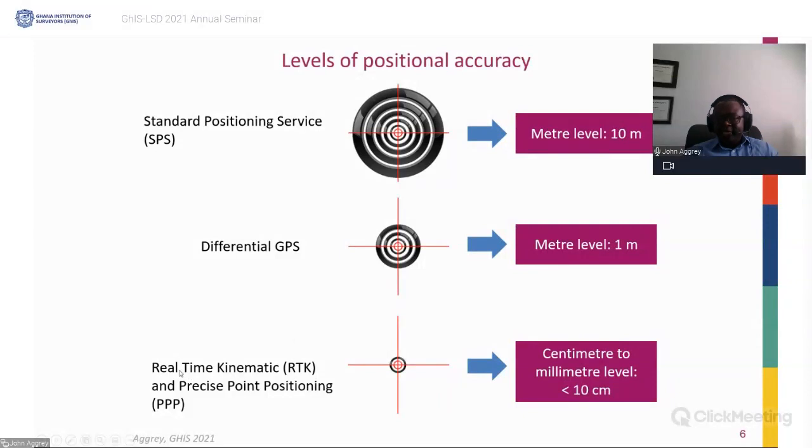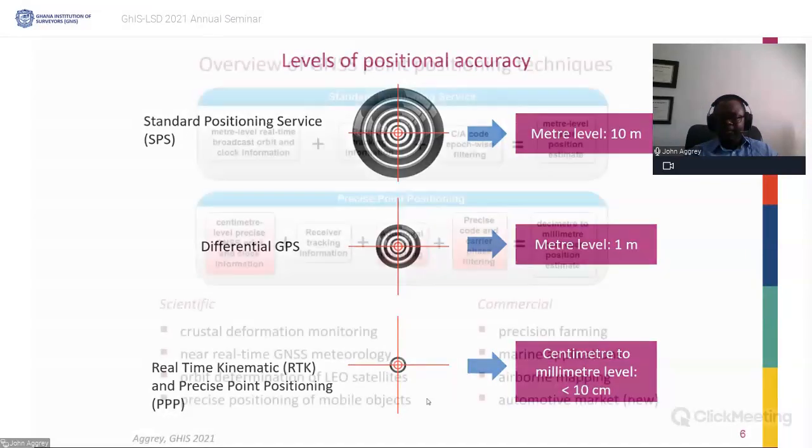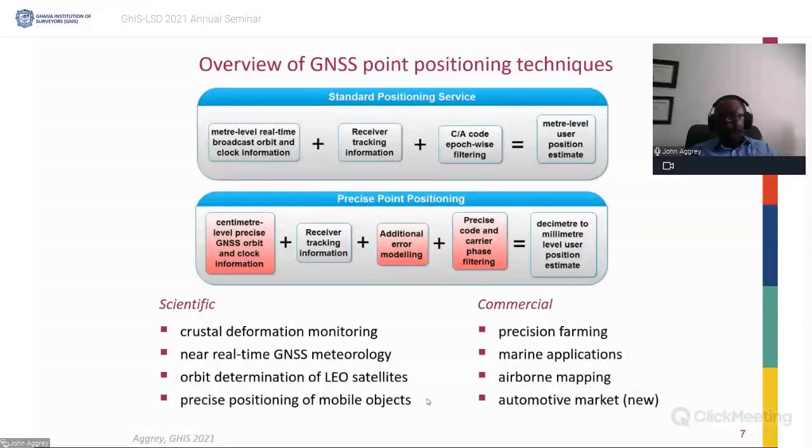Then comes the RTK, which is the real-time kinematic, and the precise point positioning technique that I was talking about. In that case, you're looking at an accuracy level of centimeter to millimeter. Now, this is where the game starts, because it becomes very interesting the way we've progressed through the technology to come to this kind of standard. As I said, I'll be dwelling more on the precise point positioning aspect because that is a very low-cost approach. So let me explain how precise point positioning works. I'll be referring to that as PPP for short.